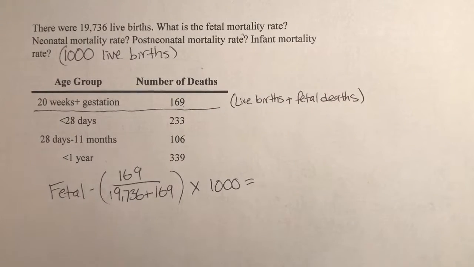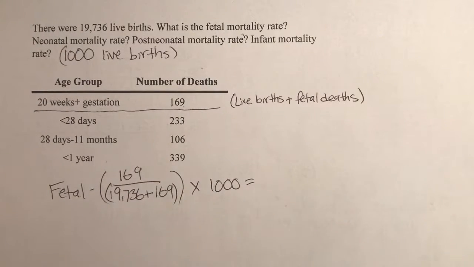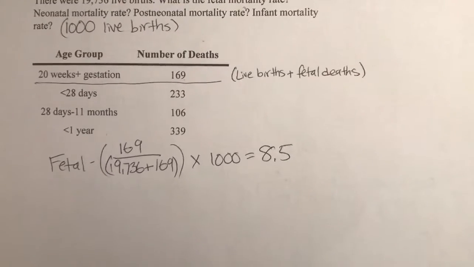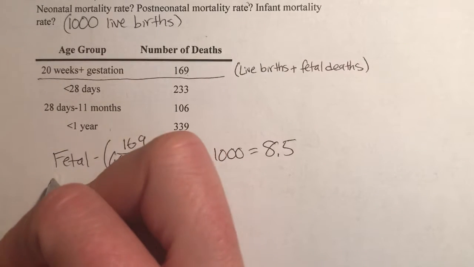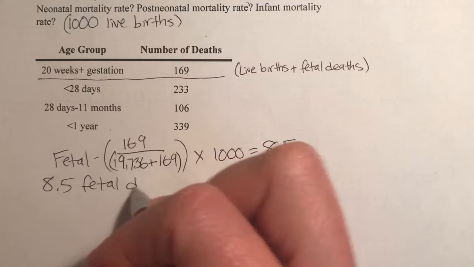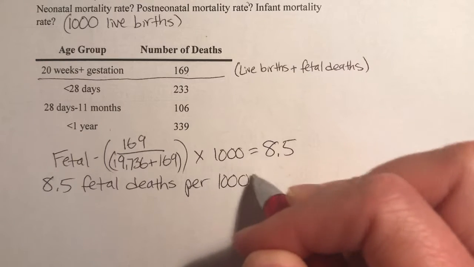So let's go ahead and plug this into our calculator. Again, keep in mind you may need sets of parentheses if you're doing this in your calculator all at once. So 169 divided by parentheses 19,736 plus 169. We're going to multiply that by 1,000 to get 8.5. So practicing our interpretations, of course, we're going to have 8.5 fetal deaths per 1,000 live births.